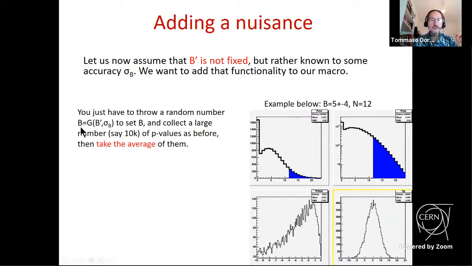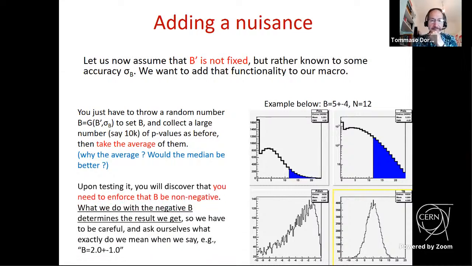So what we need to implement in the macro is to throw a random number b equals g of b prime, sigma b, where you actually have provided b prime and sigma b in the body of your call to the macro. And then you take the average. Why the average? You could take the median, but okay, this again has to do with the fact that you can ask these different questions and the answer you get is different.